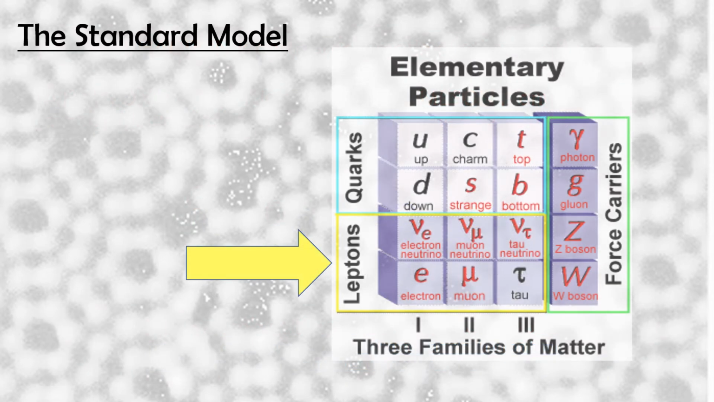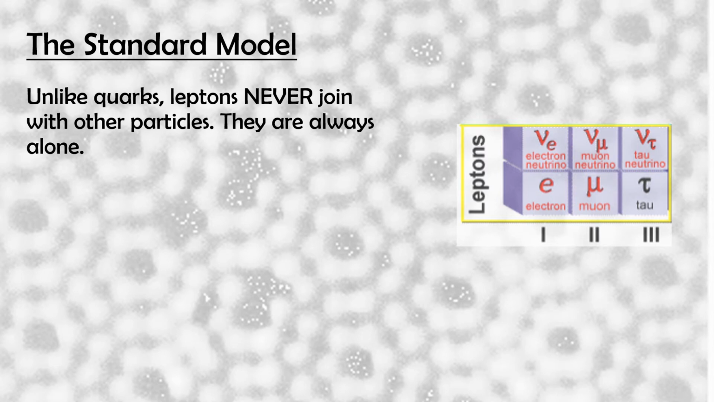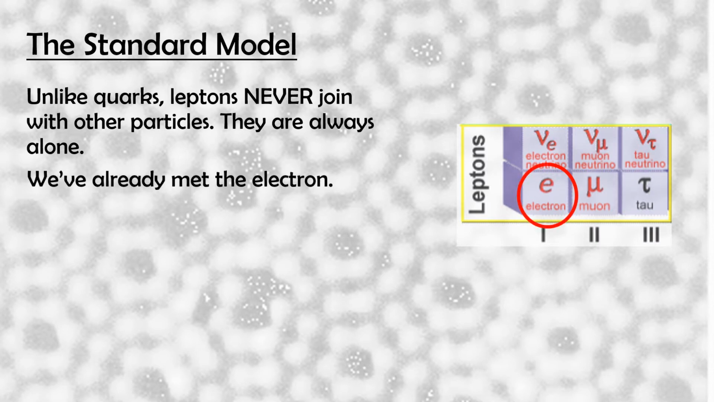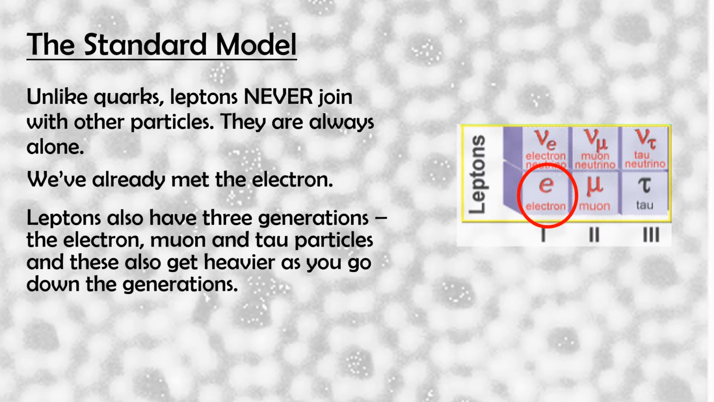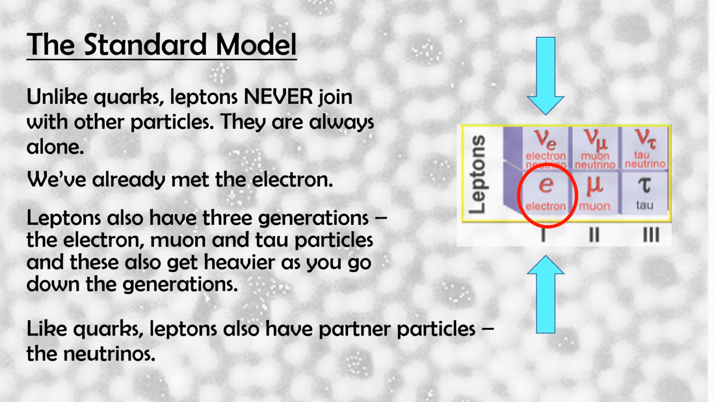Now let's return to the Standard Model and look to the other part of that diagram where we've got the leptons. Unlike quarks, leptons never join with other particles, they're always alone. We've already met the electron, obviously. Leptons also have 3 generations, the electron, muon and tau particles. These also get heavier as you go down the generations. Like quarks, leptons also have partner particles. They're called the neutrinos. We have the electron neutrino, the muon neutrino, and the tau neutrino.